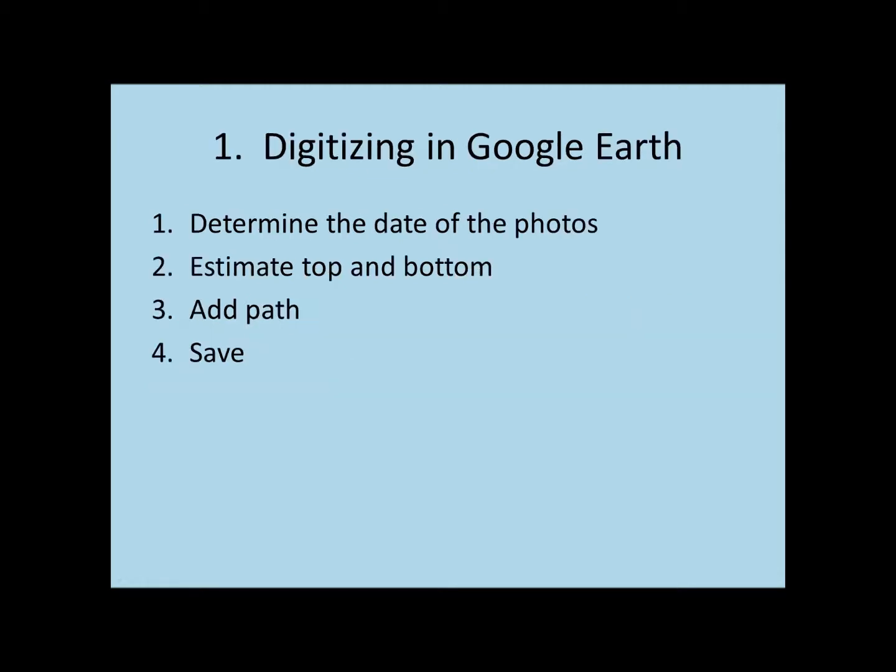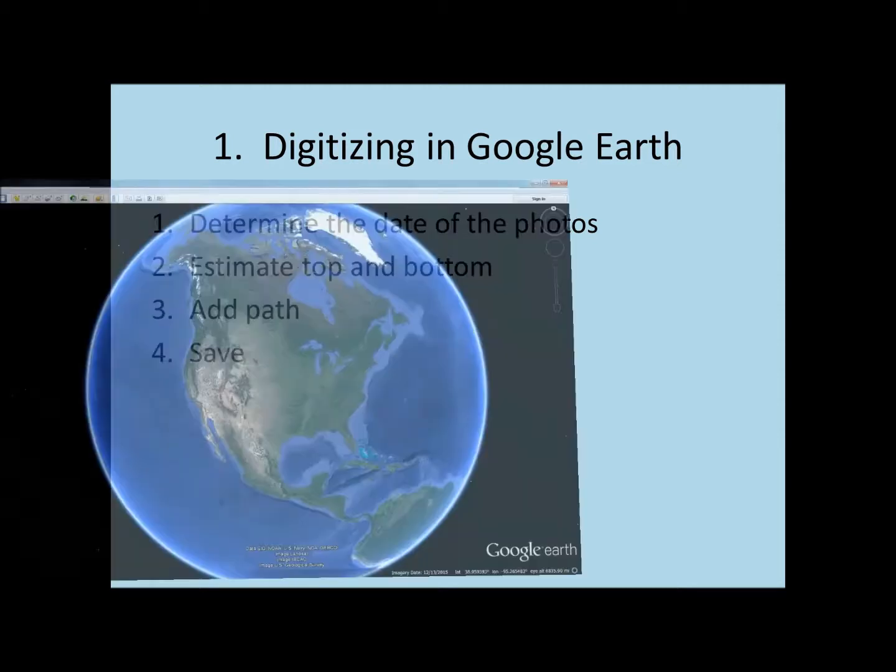First of all, digitizing in Google Earth. We're going to have to do a number of things. One of them is make sure we know what the date of the photos are. As I said before, we're going to have to estimate the top and bottom of our reach. We will then add what in Google Earth is called a path, which will become our centerline, and then we're going to save it. First of all, Google Earth.